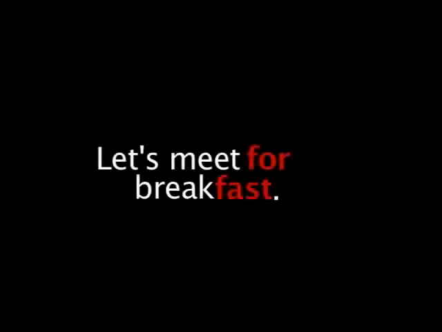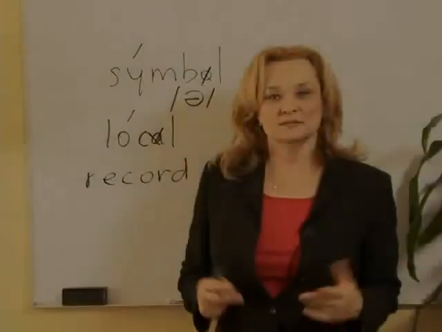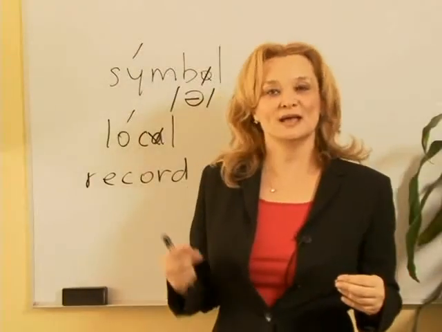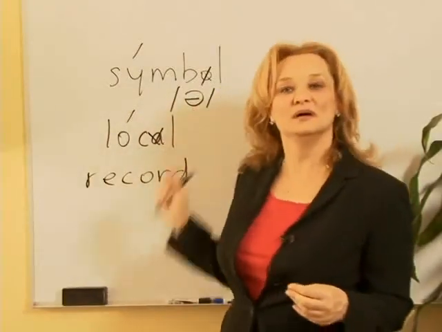Let's meet for breakfast. Don't say let's meet for breakfast. It's let's meet for breakfast. I'd love to go for a walk. Don't say I'd love to go for a walk. Say I'd love to go for a walk. So remember, reduced syllables and reduced words have the uh sound.